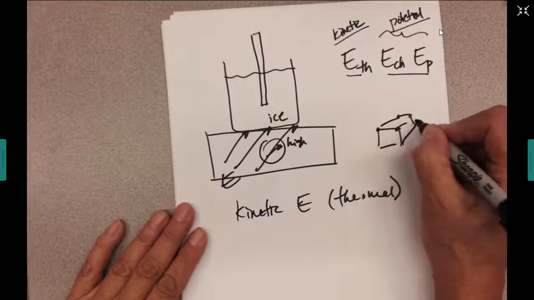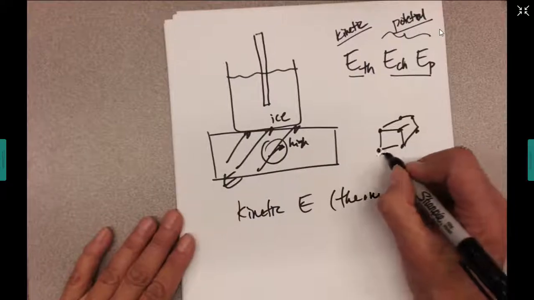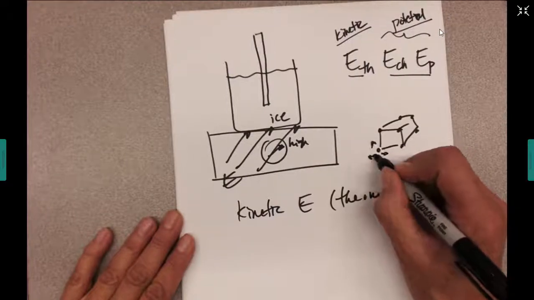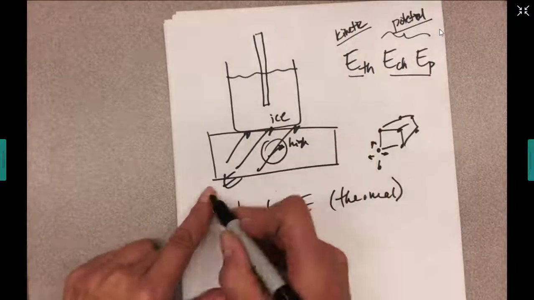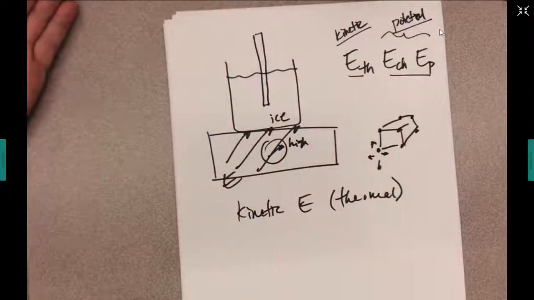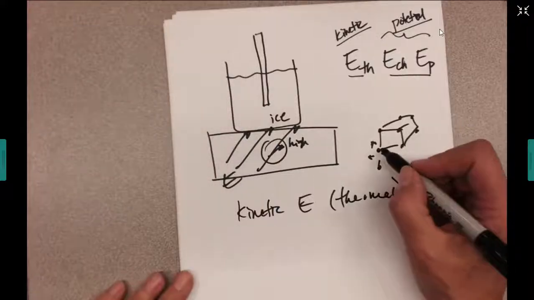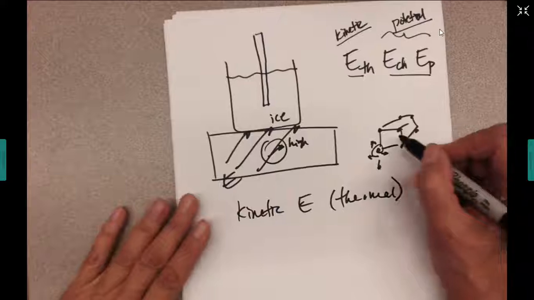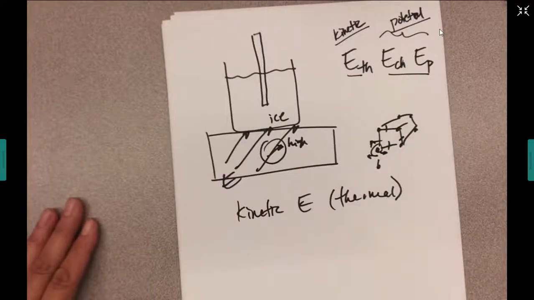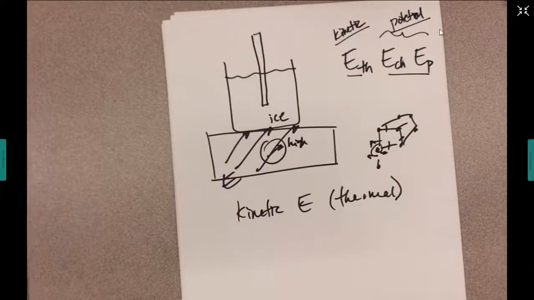So we might have a little molecule at each one of these junctures, and they're vibrating back and forth and up and down and in 3 dimensions, but they cannot leave the fixed point. So we add kinetic energy, we add heat energy to the ice. So these particles start moving around faster and faster and faster until they're able to break these bonds that hold them as a solid. And then all of a sudden, now they're in liquid form.